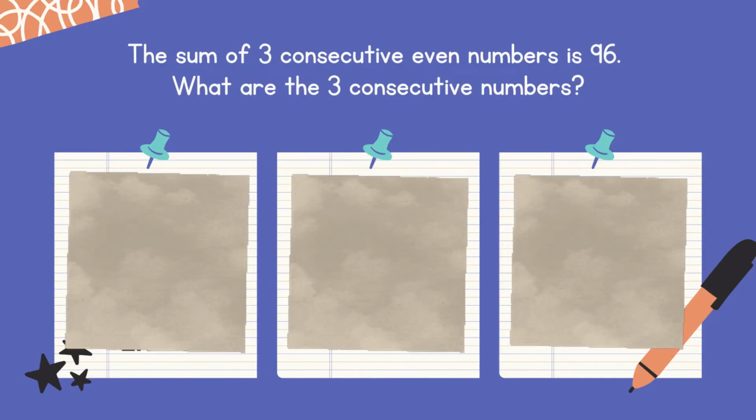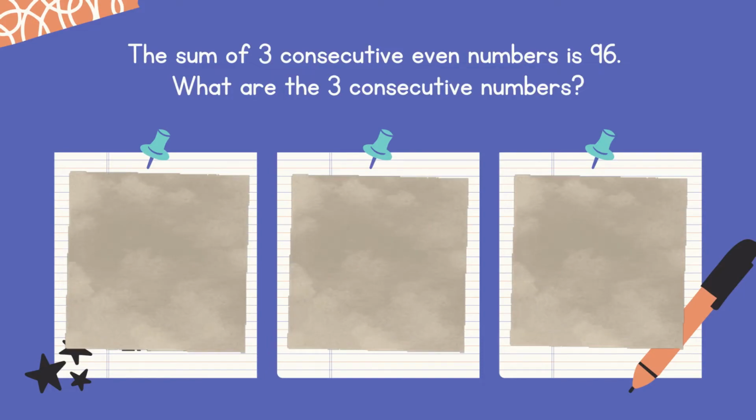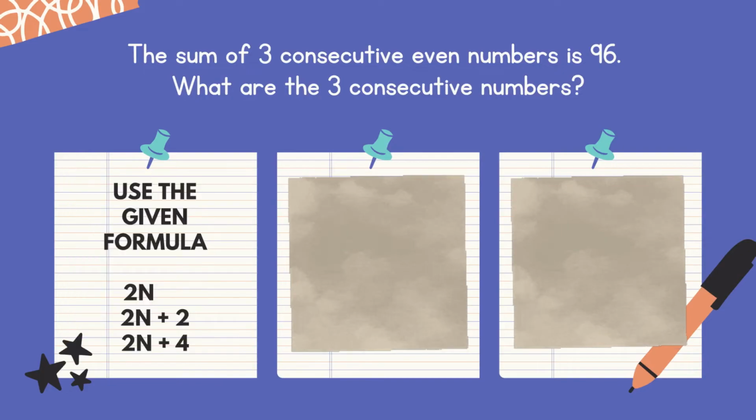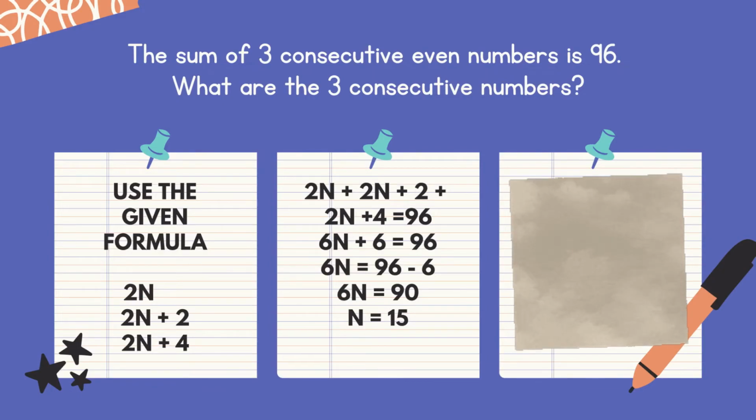Now, the next example is the sum of 3 consecutive even numbers is 96. What are the 3 consecutive numbers? So, it's very obvious dito na ang gagamitin nating formula ay ang formula for consecutive even numbers. So, ang formula is 2n, 2n plus 2, 2n plus 4. Now, we will be combining similar terms which are 2n plus 2n plus 2n, and that equates to 6n. Then, 4 plus 2 is equals to 6. So, as you can see here, meron na tayong 6n plus 6 is equals to 96.